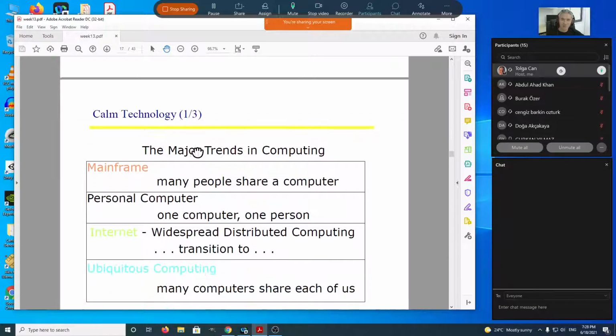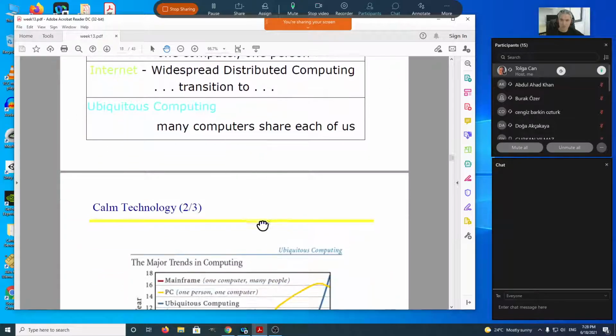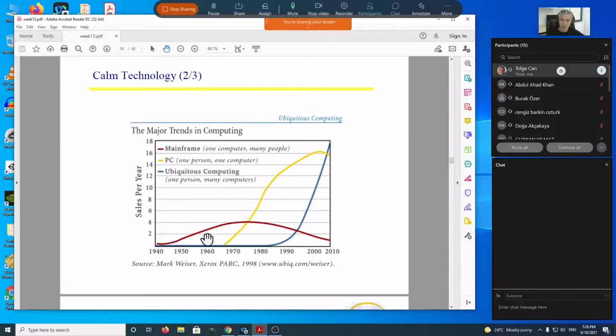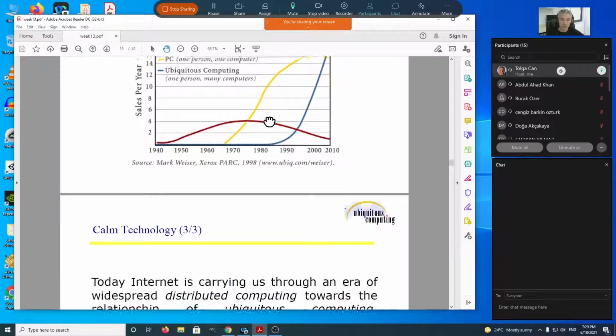And the calm technology, I talked about this, so I'm going to skip these parts. Ubiquitous, one person computing, one person in an environment, and many computers that share this person, helping this person. That was the vision in those days.